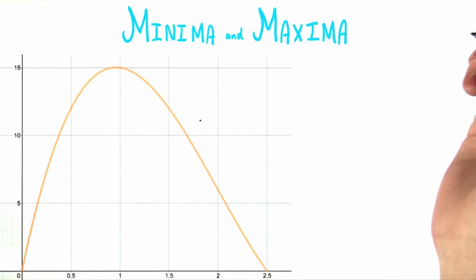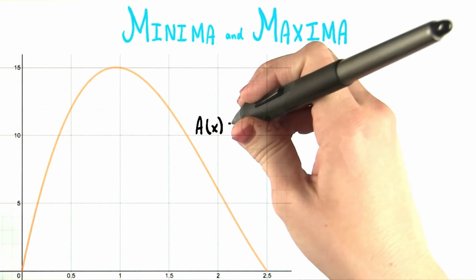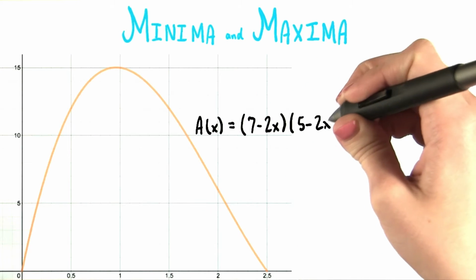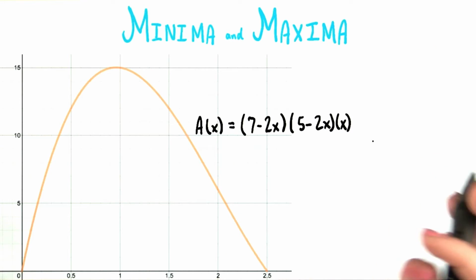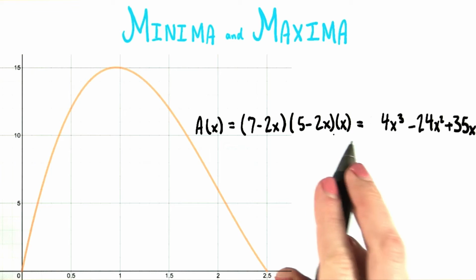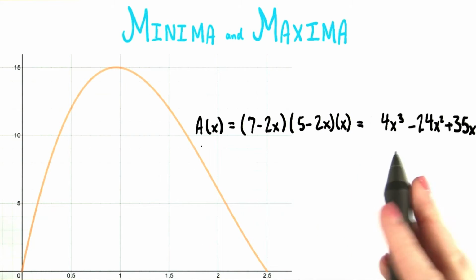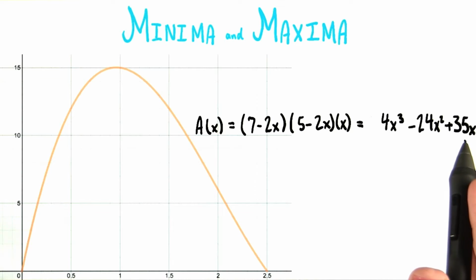However, let's take a second to look at the equation for this function. We had A of x is equal to 7 minus 2x times 5 minus 2x times x. And you'll remember earlier on I multiplied all of this out. And when we do all of this multiplication out, we get a different form for expressing this function: 4x cubed minus 24x squared plus 35x.